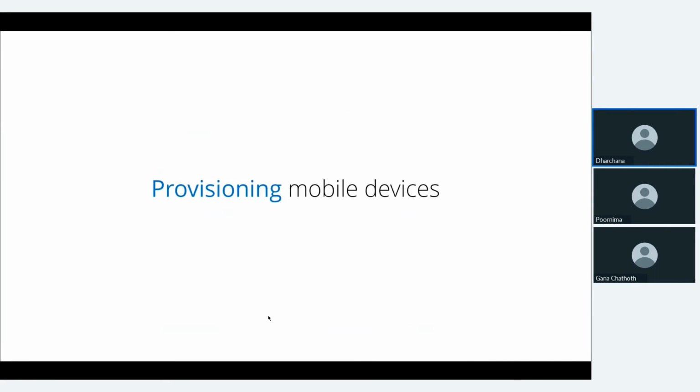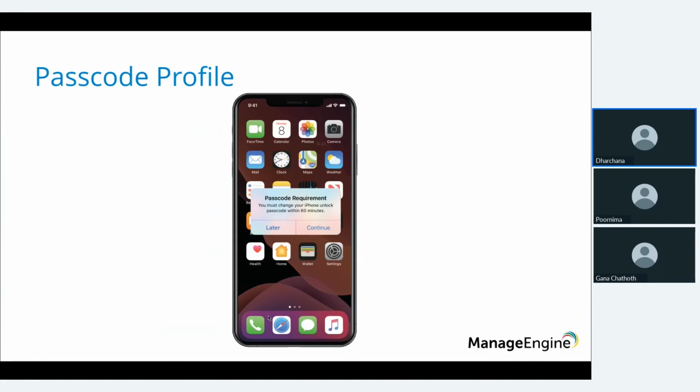So now that we have completed how to enroll mobile devices, but it doesn't stop here. In order to manage mobile devices and secure the data present on them, you need to provision the devices with certain corporate policies. So now I'm going to demonstrate how you can apply those policies to the devices. We all know that passcode is the first layer of security for a device. So let us take a look at how to configure a passcode profile to unlock your device.